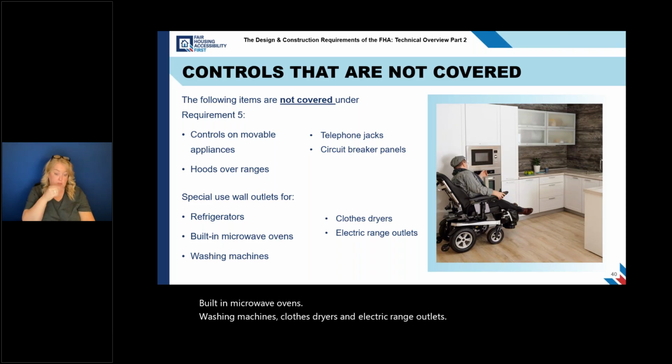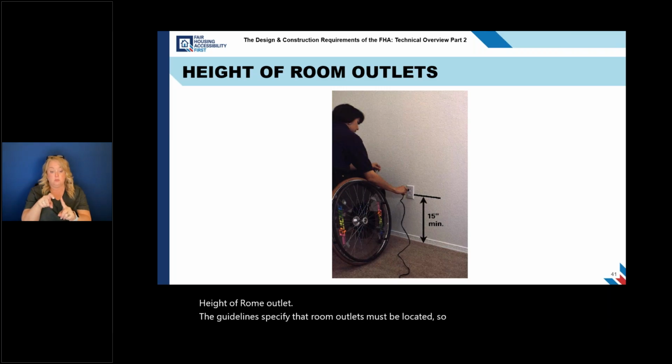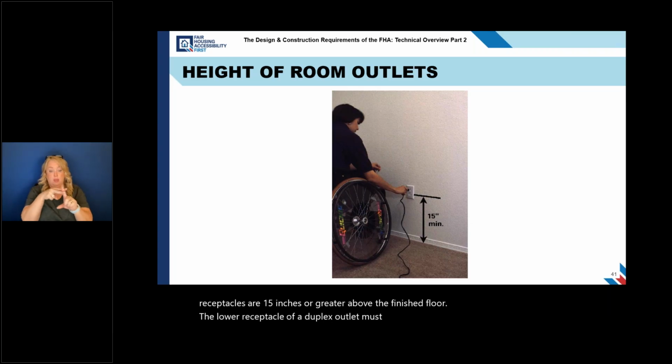Height of room outlets. The guidelines specify that room outlets must be located so that all operable parts of the receptacles are 15 inches or greater above the finished floor. The lower receptacle of a duplex outlet must be at 15 inches or greater above the finished floor.